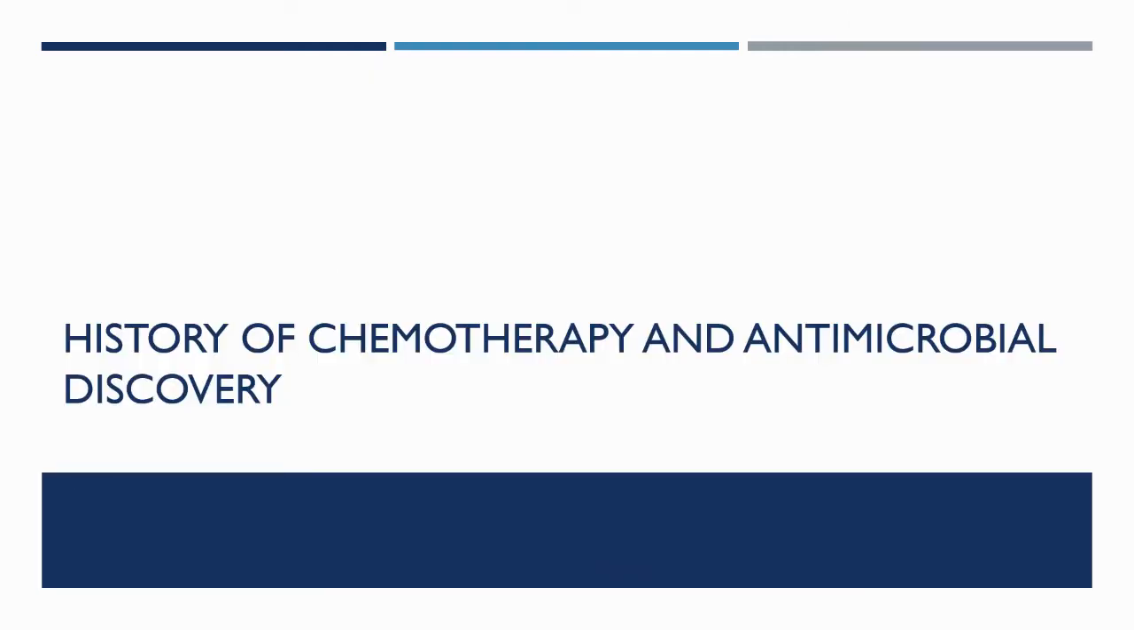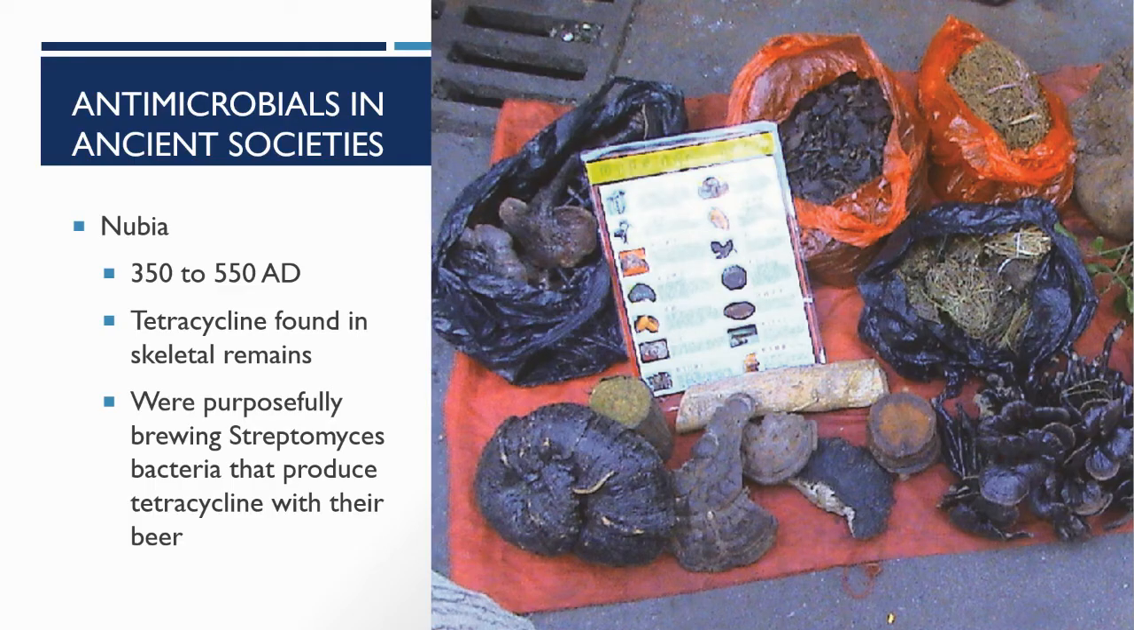So first we'll look at the history of chemotherapy and the discovery of antimicrobials. This is not something new. We tend to think of it as something that's very new, but skeletal remains from Nubia, which is the area in southern Egypt and northern Sudan, have been found to contain traces of tetracycline. Tetracyclines are a naturally derived antibiotic.